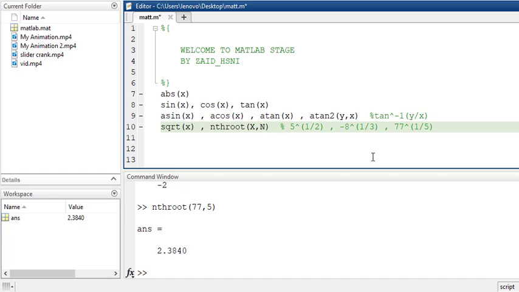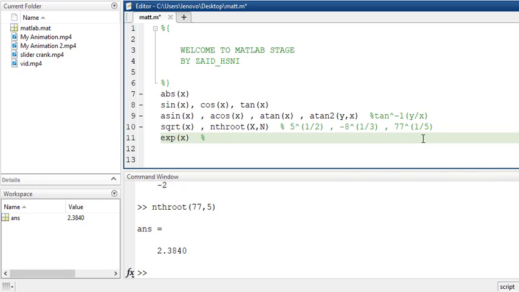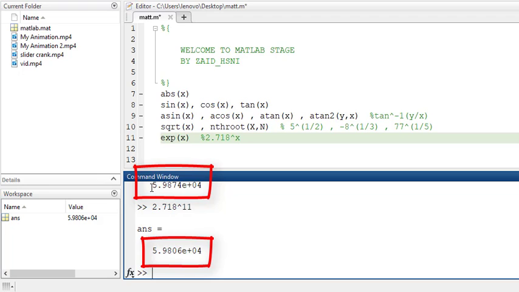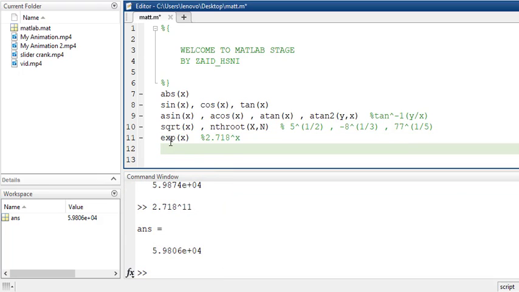Okay, that's root. Another command is the exponential, which we have already seen, exp. Exp has the base constant e, equal to 2.718, to the power x. So let's try. If we type exp of 11 we get 5.9 times 10 to the power 4. If I type the base 2.718 to the power 11, I get the same result. So this is the exp command.